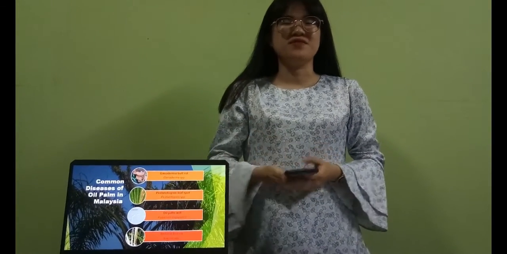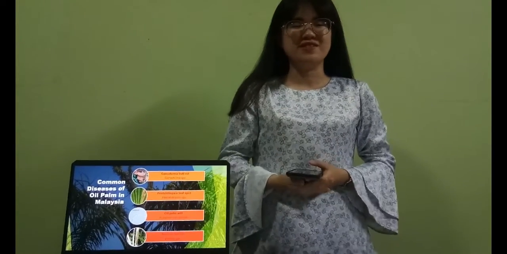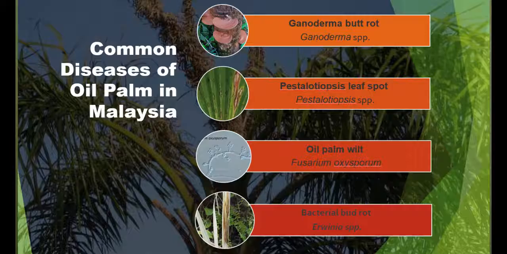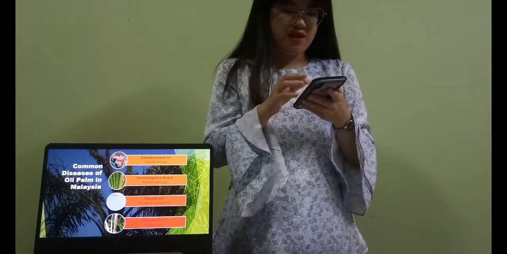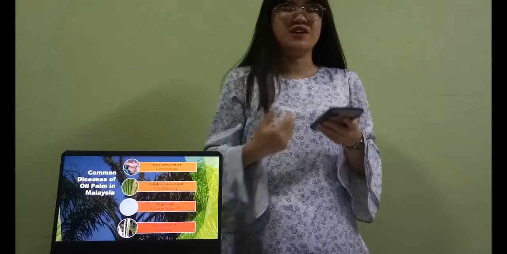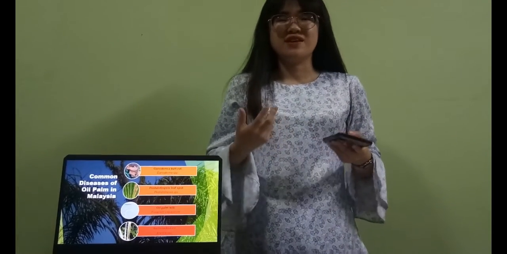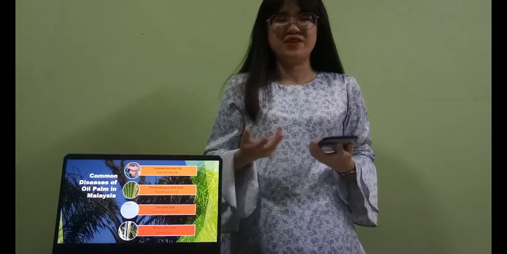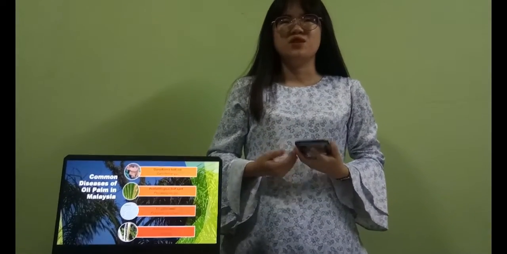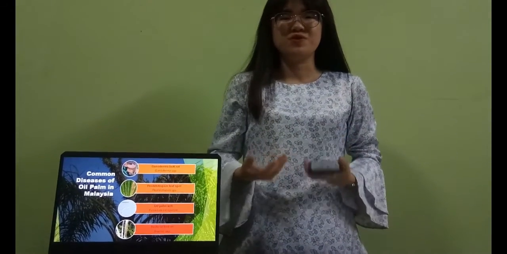Okay, after discussing the pests, now we are going to talk about the diseases of oil palm that we normally find in Malaysia. From this, you can see that there are Ganoderma, bud rot disease, the leaf spot, and oil palm wilt caused by Fusarium oxysporum, and the last one is the bacterial bud rot. Now we are going to focus on the common disease like Ganoderma disease. All of us know that Ganoderma disease is one disease that we can't find a very good solution for. That's why we still depend on fungicide to control this disease.